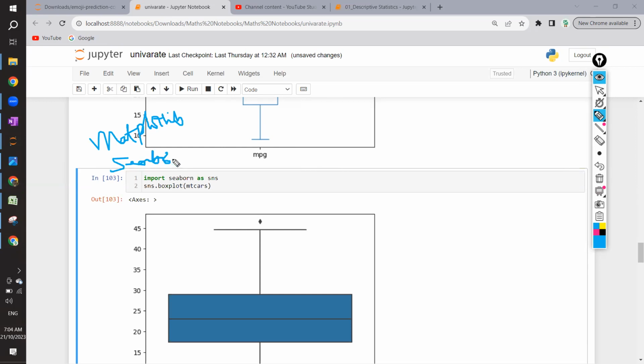Seaborn. Okay, Seaborn is more advanced than Matplotlib. Matplotlib is for basic graphs like histogram, bar graph, like that. But Seaborn will give very good and advanced visualizations. Okay, very different visualizations you can make.